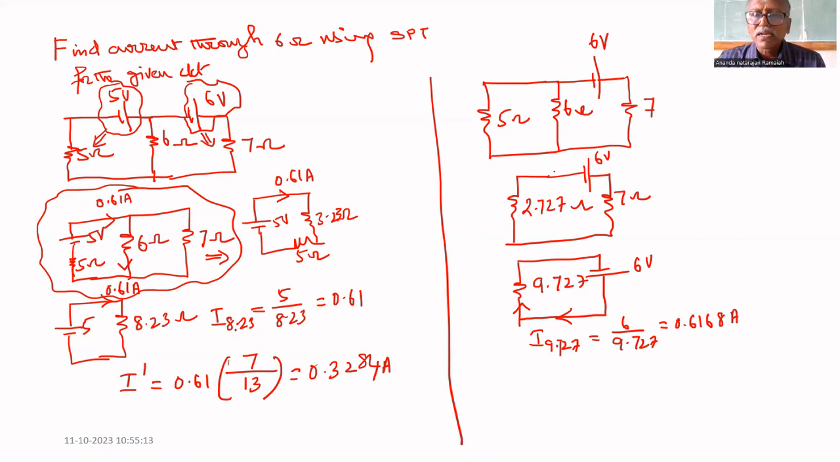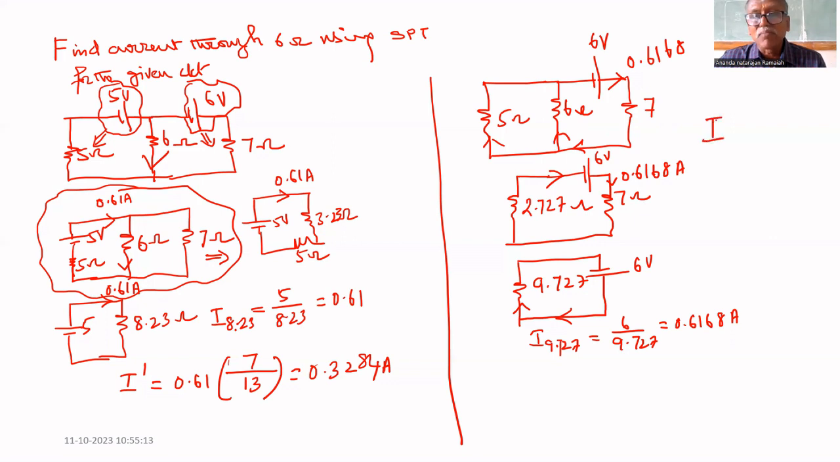Now project the same current, 0.6168 ampere, here. The current through this is 0.6168, and it is divided into two parts. Here the current direction is this way. Note down this: current direction is opposite to what is asked. The given direction is downward, but here the current direction is this way. That's why we have to consider this as minus.